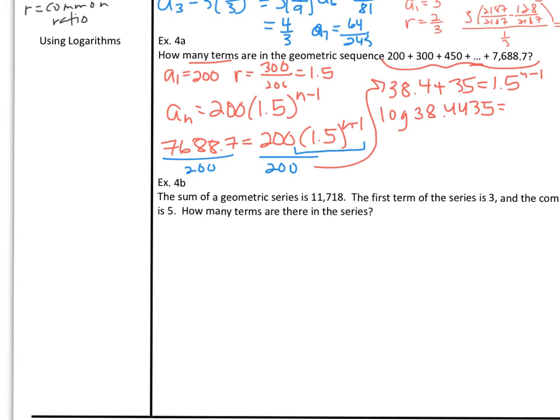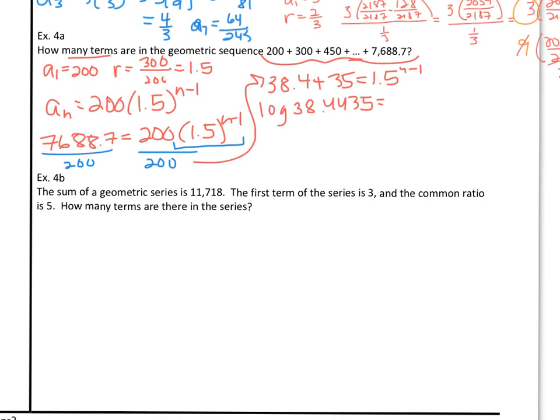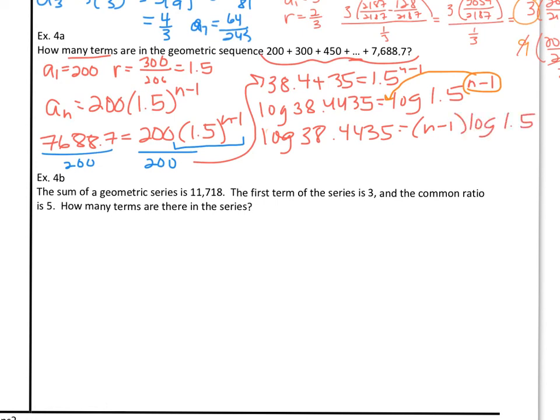is equal to, and then I'm just going to write it out as, on the right-hand side, the log of 1.5 to the n minus 1 power. What this allows us to do, if you remember, is take that n minus 1 and put it out in front, applying that power property. That gives us log of 38.4435 equals n minus 1 times log 1.5. Move the log over by dividing. We'll divide both sides by log 1.5.